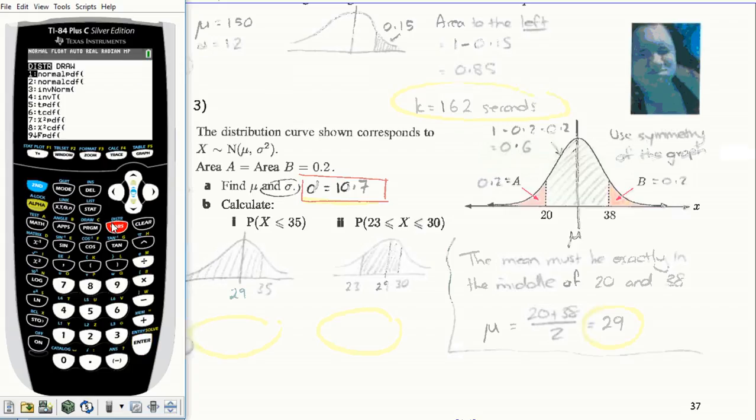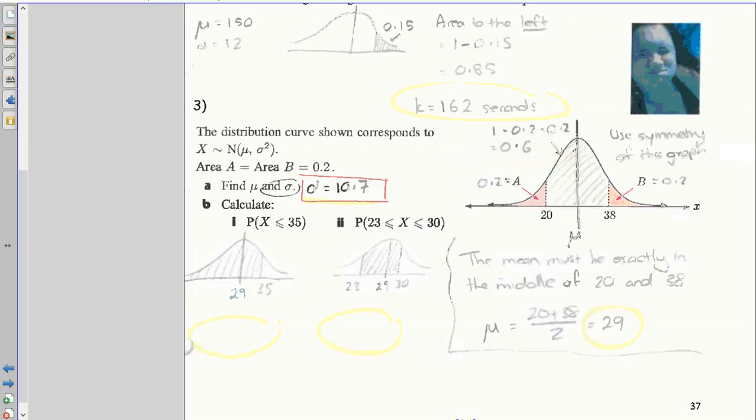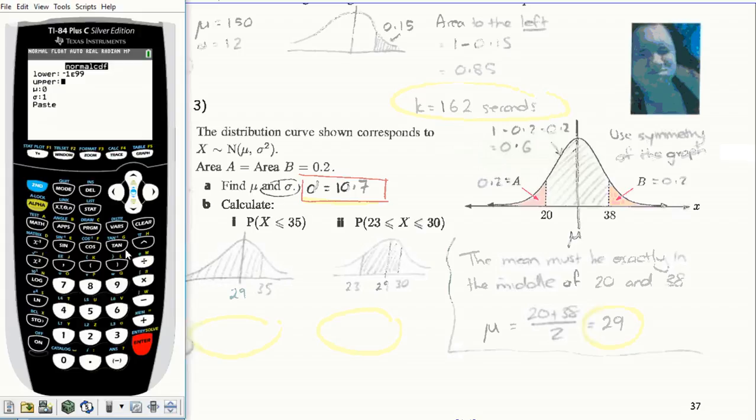They're finding probability, so we want normal CDF. Lower is negative 1e99. Our upper boundary is 35, that's a 35 there if you can't see it, because that's what the question has. What's our mean? Our mean is 29. And our standard deviation has to be the answer I gave you, 10.7.